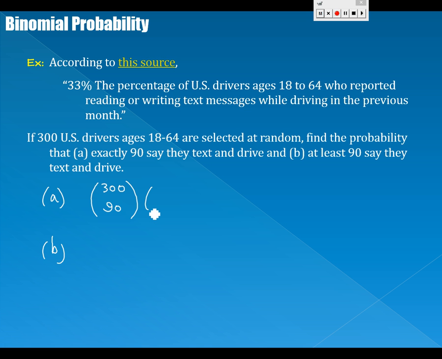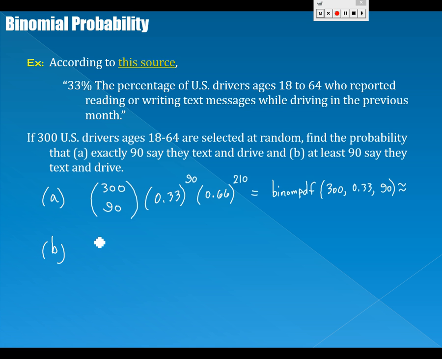So what's the probability that a given person would be? What does it say? 0.33 to the 90th, 0.66 to the 210. Or you can type in binom PDF 300, comma 0.33, comma 90, and that'll give you your answer.